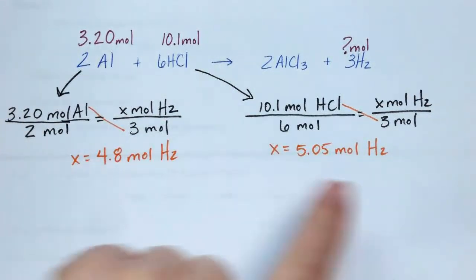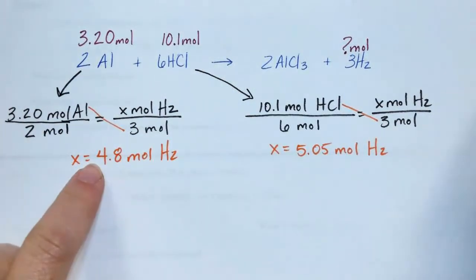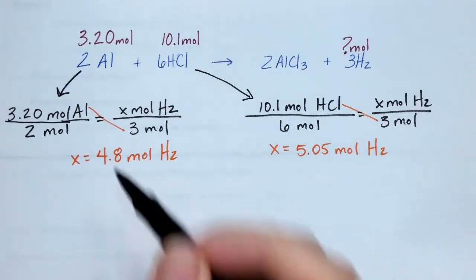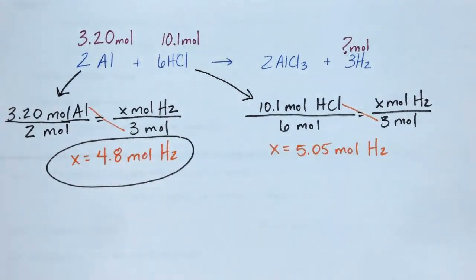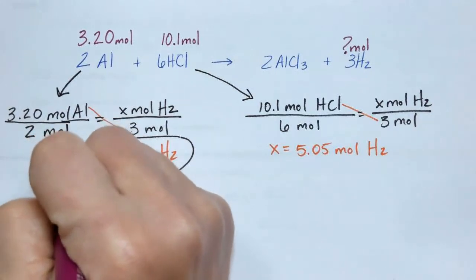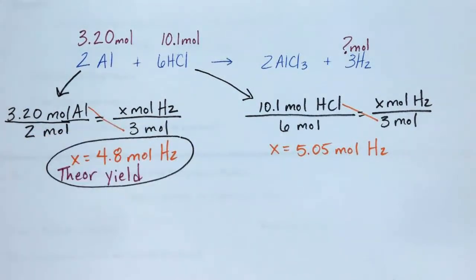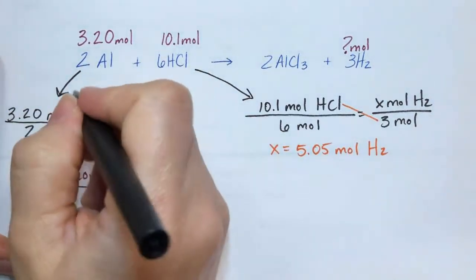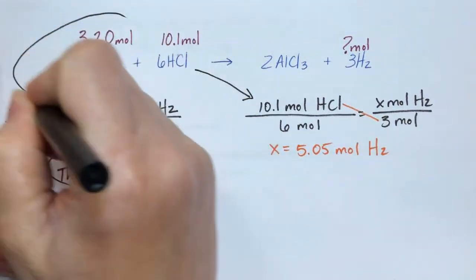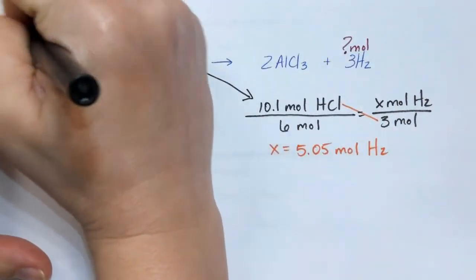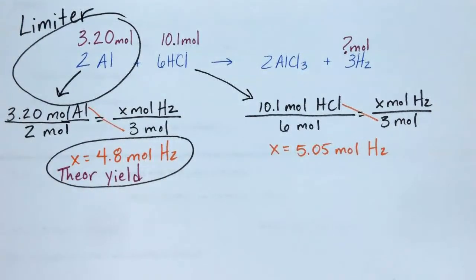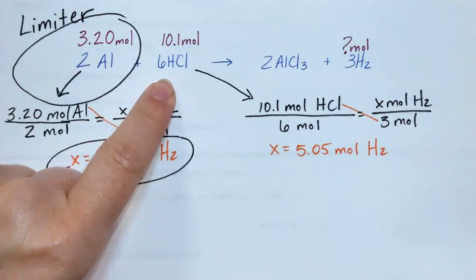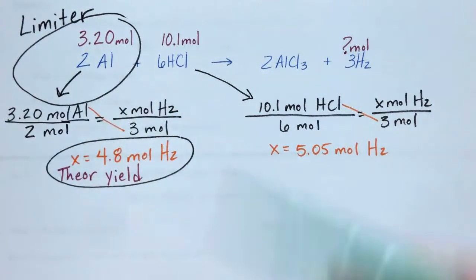So we have two answers. Both of them are for moles of hydrogen, but only one of them is the correct answer, and it's always going to be the smaller answer that's going to be the true theoretical yield. And then what you use to get that small answer is going to be your limiter or limiting reactant. And that means that the other thing that you used is the excess reactant.